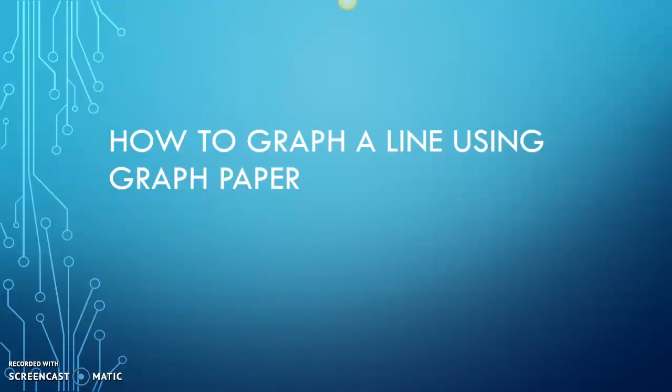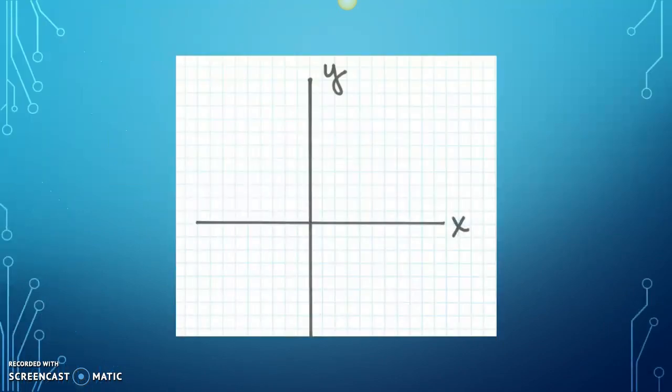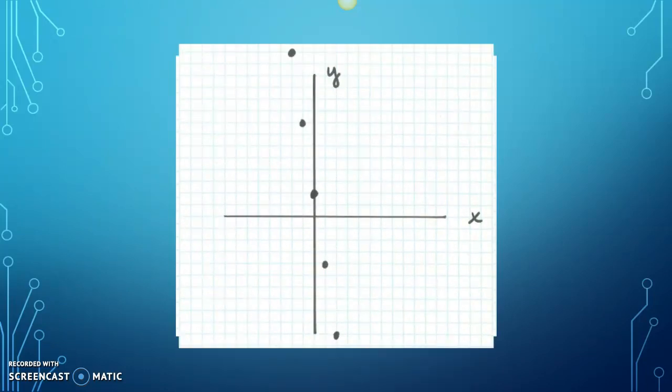I quickly made this PowerPoint just to show you the difference when you're graphing a line using graph paper. The first thing you're going to do is set up your x-axis and your y-axis. Notice how I've used a straight edge or a ruler to make my horizontal axis and my vertical axis nice and straight, and I've labeled x and y. Then I'm going to plot all of the ordered pairs, not just 2 of them.